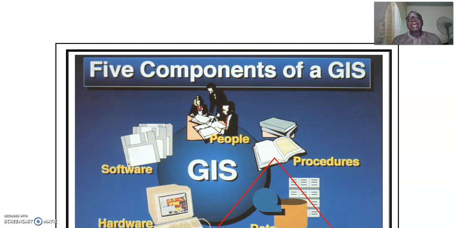Now, what is central to the GIS is the data. Data is critical, it is central, and it must be geographically referenced.